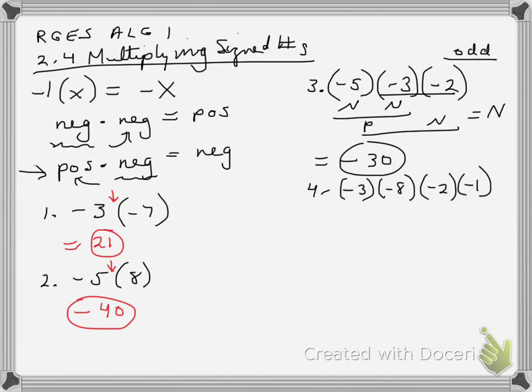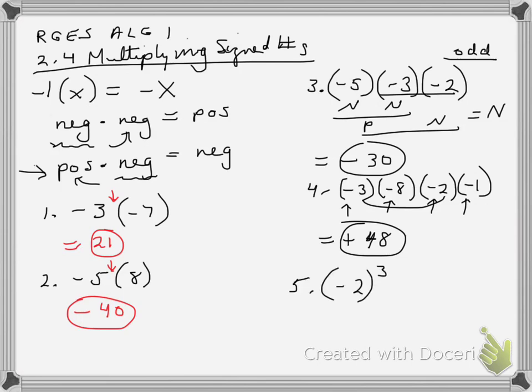So applying what I just learned, I'm going to count up the number of negatives. I've got 1, 2, 3, 4 negatives being multiplied together. That's an even number of negatives. My answer will be positive. I'm just going to multiply it out. Let's say I'm going to multiply my 3 and my 2. That'd be 6 times 8 is 48. That's a 4, believe it or not.